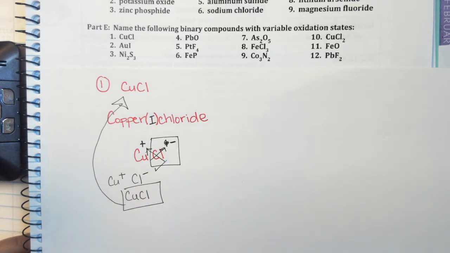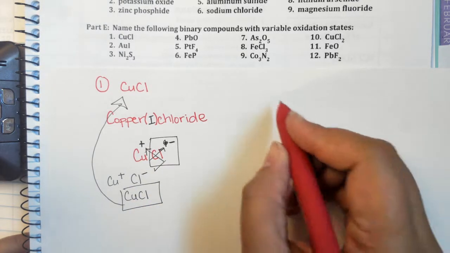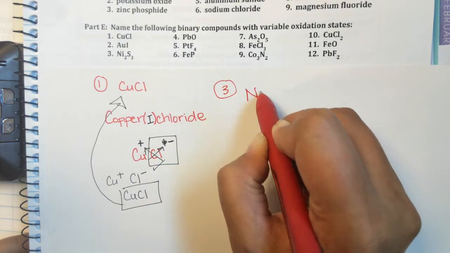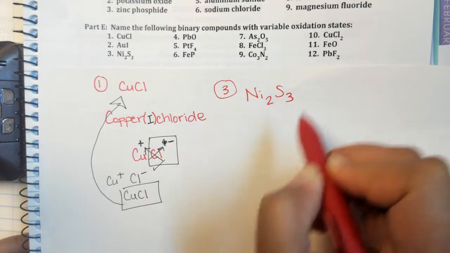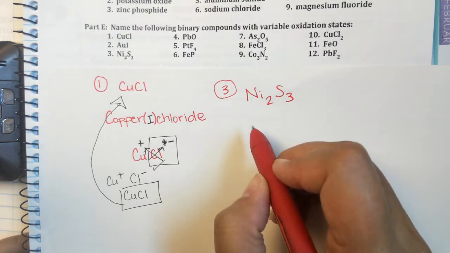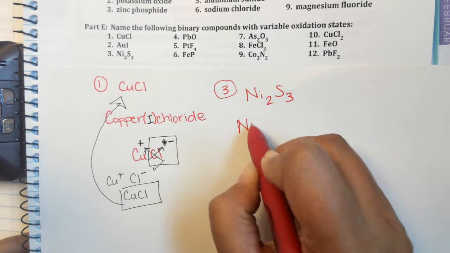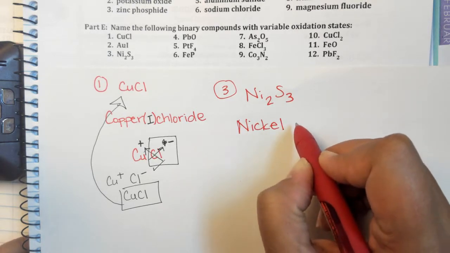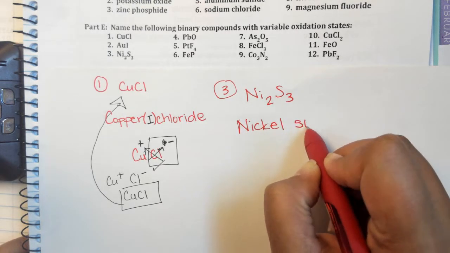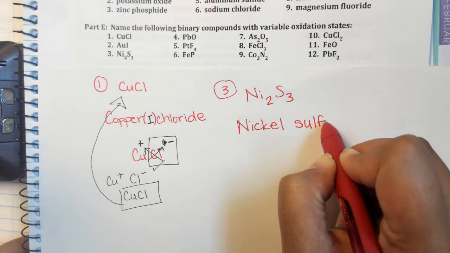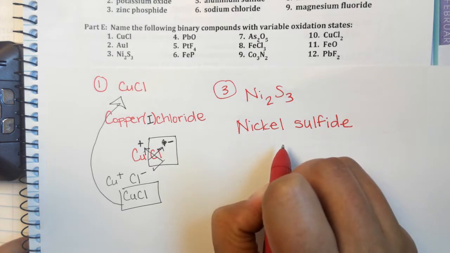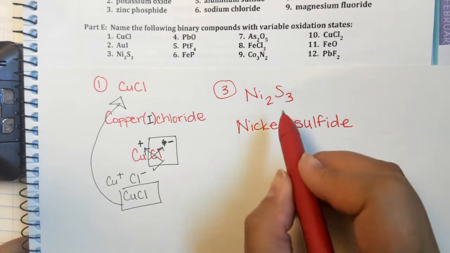I'm going to do one more with you and then you guys are going to practice the rest of the odds. Looking at number 3, I have Ni2S3. What is my cation name? Nickel. Alright, what is my anion name? Sulfur, which is going to be sulfide. Alright, does nickel need Roman numerals? Yes, because it's a what?